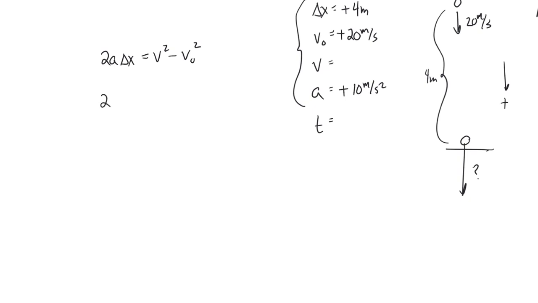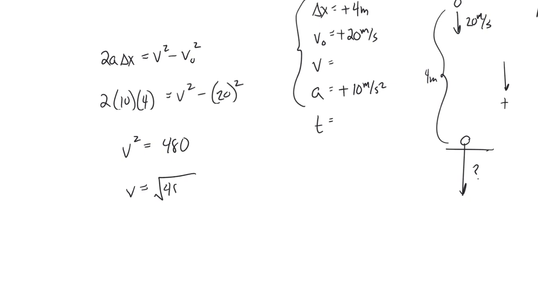So 2 times 10 times 4 equals v squared minus 20 squared. 2 times 10 times 4 is 80. 20 squared is 400. Add it to the other side, and I get v squared equals 480, of which I will have to take the root. Plus or minus the root, actually. And be careful. I want to show you something, but I'm going to run out of time. If the number inside here is negative, you made a mistake.